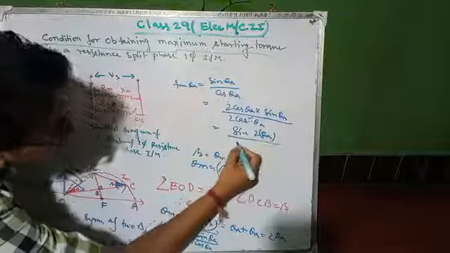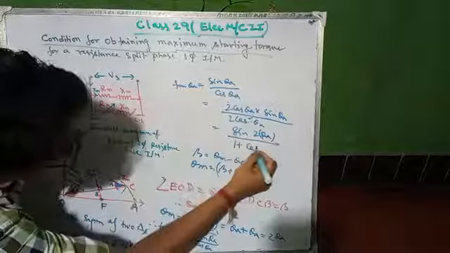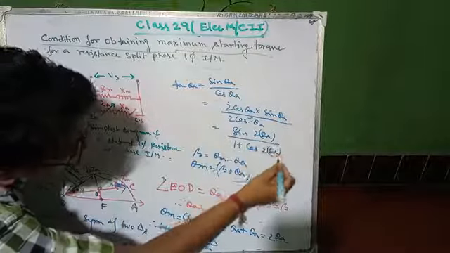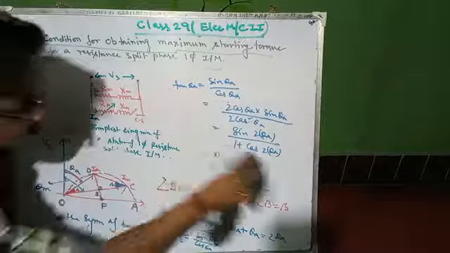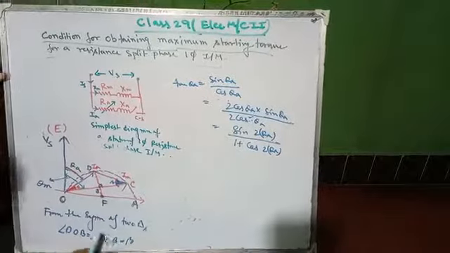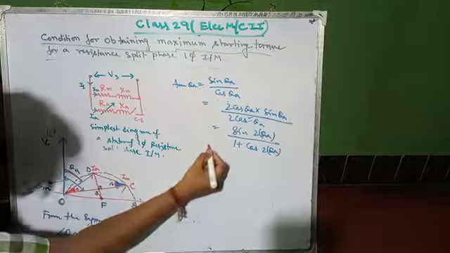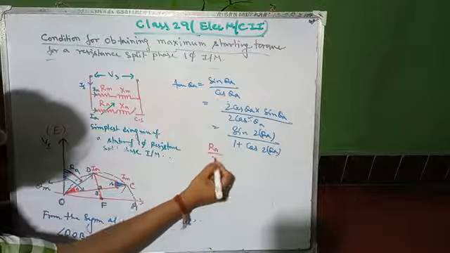Divided by 2 cos square theta A, which equals 1 plus cos 2 theta A, right? Just apply the trigonometry formula, and we can get this type of expression: tan theta A. So what will be the value of tan theta A? Tan theta is nothing but RA by XA, right?